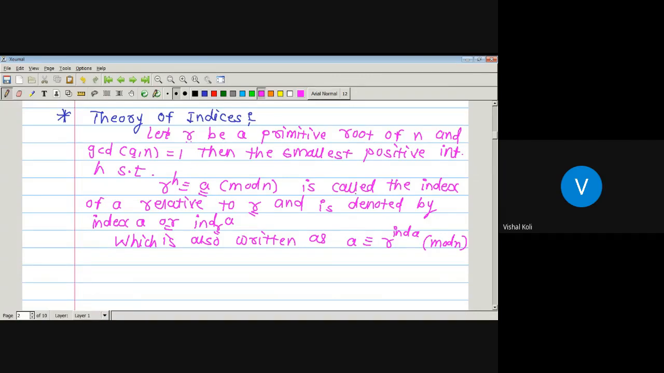Since here we have to find out the smallest positive integer h such that r to the power h is congruent to a modulo n, and we know that if a is congruent to b modulo n, then b is also congruent to a modulo n. As r to the power h is congruent to a modulo n, which implies a is congruent to r to the power h modulo n. But h is nothing but the index of a. Therefore, this congruence can also be written in this form, that is, a is congruent to r to the power index of a modulo n, and which is the definition of index of the integer a relative to the integer r. Okay, any doubt in the definition?